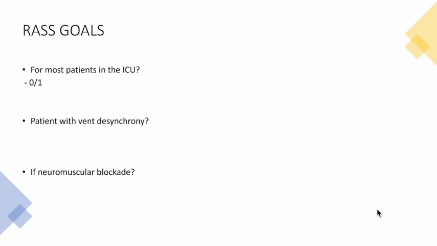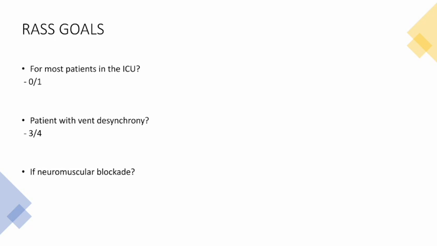So what about in patients who are over-breathing the vent? This may mean that the patient is anxious, that they're agitated, and in that case, we try to improve vent dyssynchrony by increasing the RASS goal. So in these patients, we may use -3 to -4. So that's moderate to deep sedation. If the same patient continues to have vent dyssynchrony, meaning that they're breathing faster than the set rate despite moderate to deep sedation, then we may have to consider using paralytic or neuromuscular blockade.